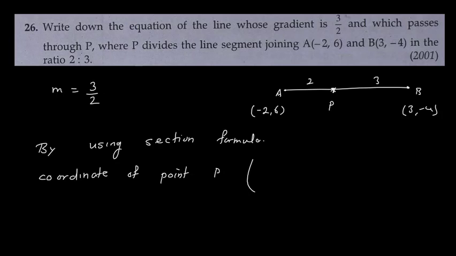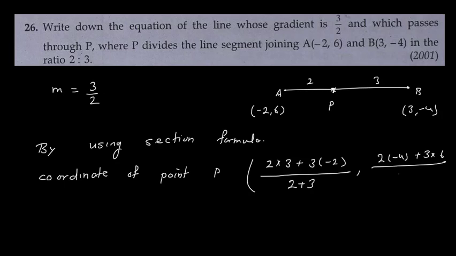So section formula is what? We multiply 2 with 3. If you want, you can write the formula first. This is 2 into 3, that is mx2, plus n x1, so plus 3 into minus 2, upon m plus n, that is 2 plus 3. This is the x coordinate, and for the y coordinate the same way, 2 into minus 4 plus 3 into plus 6 upon 2 plus 3.